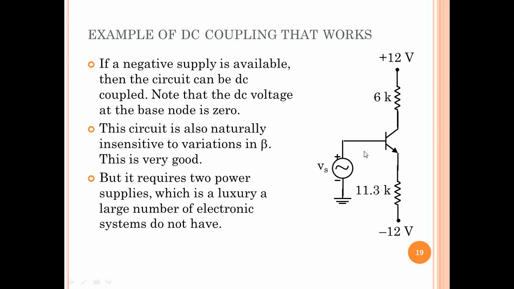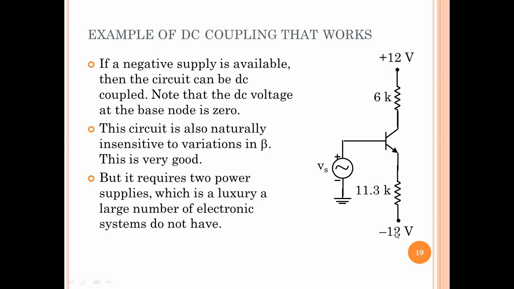Also, incidentally, this circuit is naturally insensitive to variations in beta. It does not need R1, R2, because the emitter current is simply 11.3 volts divided by 11.3 kilo ohms, and it really does not depend on beta. So as long as beta is large, the emitter and collector currents are almost the same, and let beta do whatever it wants as long as it is large, and the collector current will stay about 1 milliamp. So this is the advantage of a circuit that has a negative supply.